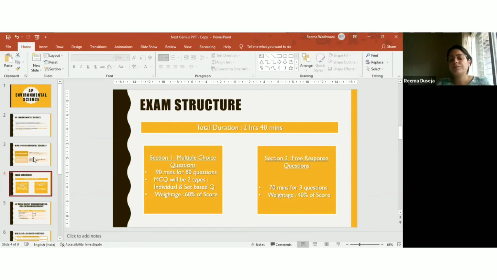Part C, part D, and so on. It will mention that there's a particular factory in this place and there is a lot of air pollution due to that, so you can provide your solutions based on it. So it is a very application-based and investigative question-and-answer format. The weightage for this is 40% of your score, which is also pretty important to get your scores up.